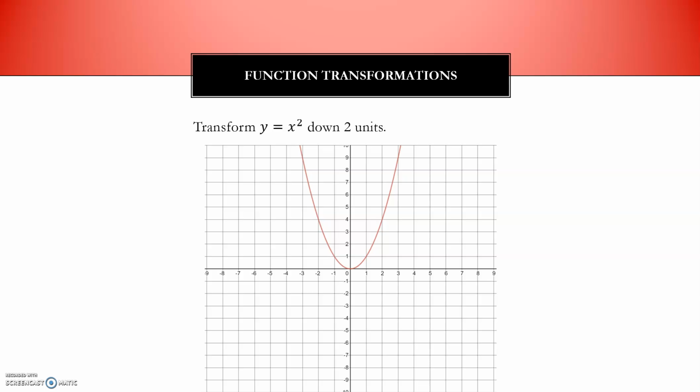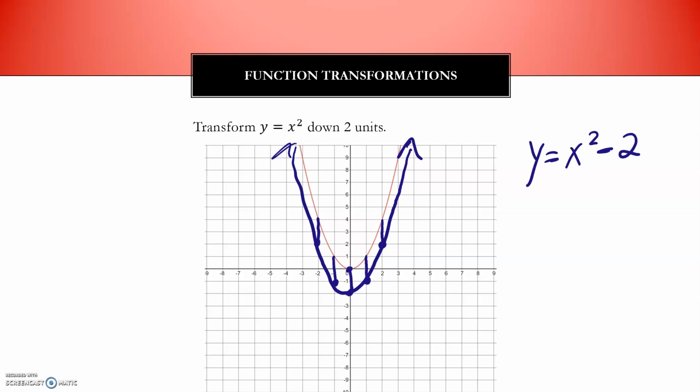What if I wanted to go down? Well, down, down, down, down, down. Draw my new parabola. I move this down 2 units. This would be the function y equals x squared minus 2. Why? Think about the 0 again. I started at 0, 0. To move it down to negative 2, I subtracted 2 from the coordinate here in the y. All right?